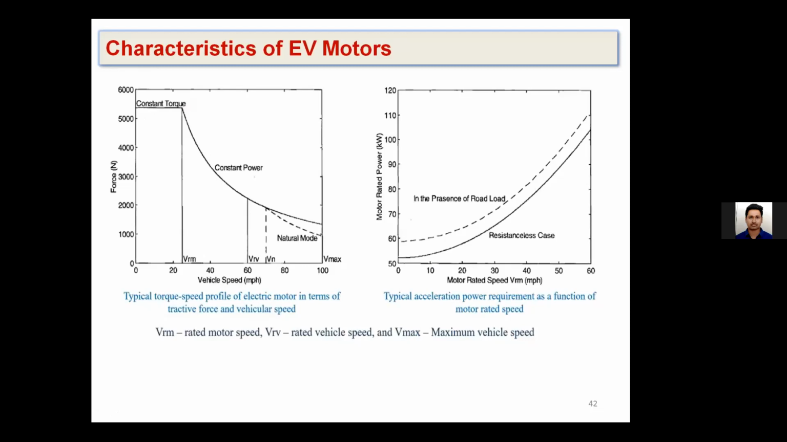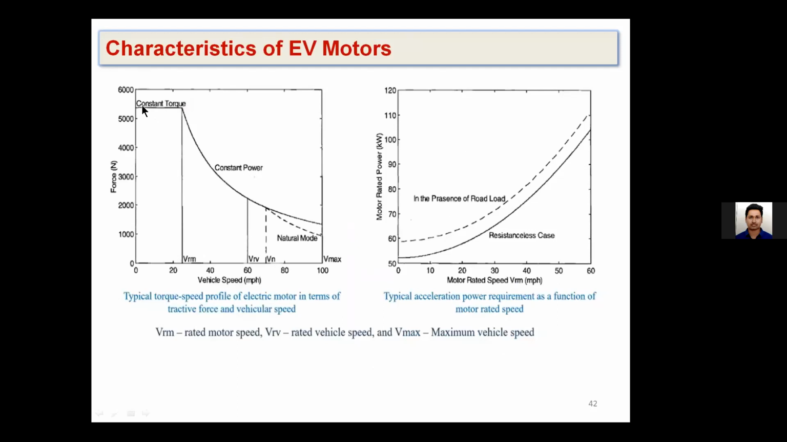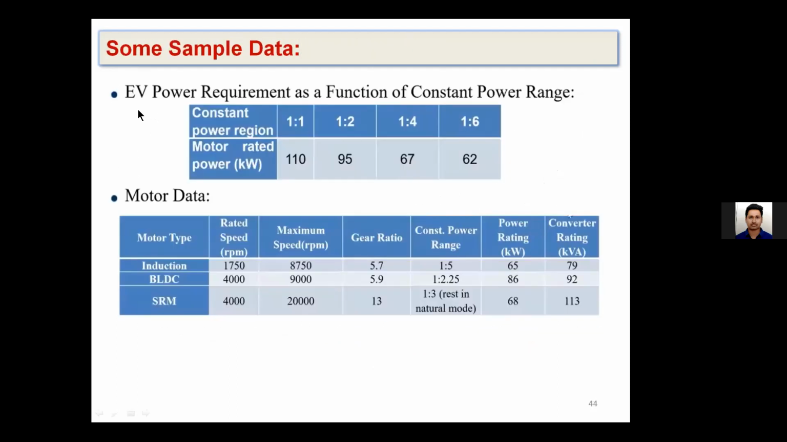Of course, practically it's not possible, but we should try to maintain it in such a way that the ratio of constant torque with respect to the constant power should be as low as possible, or minimum as possible. Then the power rating of the motor will be minimum. So that is what we obtain from here. So this particular region should be minimized as much as possible in order to get a low power rating motor for the same specifications.